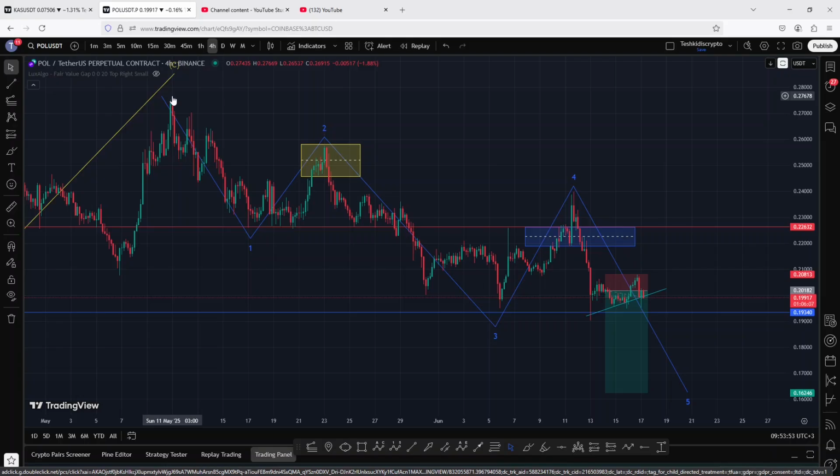So for now, let's continue expecting lower prices, having the 0.16259 as our next target area, and let us be patient and see how that plays out, and I will ensure you stay up to date.